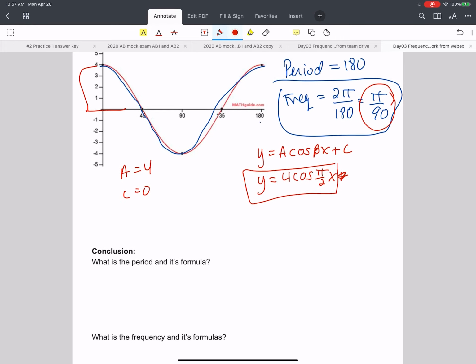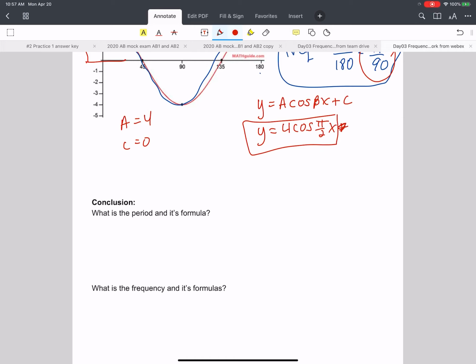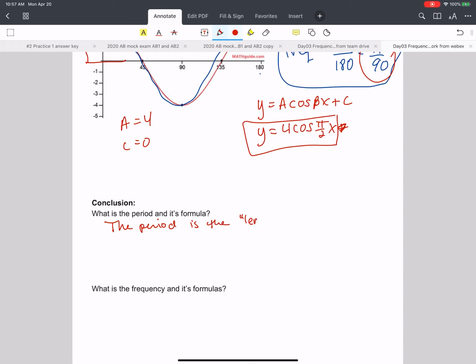Okay. So in conclusion, what is the period and its formula? What do you guys say for that conclusion? The period is, if you want to say length or width, whatever, of one full cycle. And the period formula is 2 pi over whatever the frequency is.